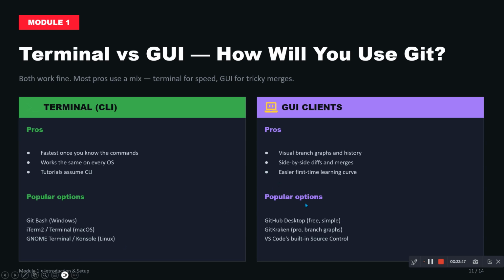Some of the popular options are GitHub Desktop, which you can directly download from Google, and GitKraken, which is a pro version, I mean, you need to buy it, and it has branch graphs. And we also have VS Code's built-in source control. So in our sessions, we'll be using VS Code, and I will also be explaining how to integrate Git with the code and push it, commit it, and so on.